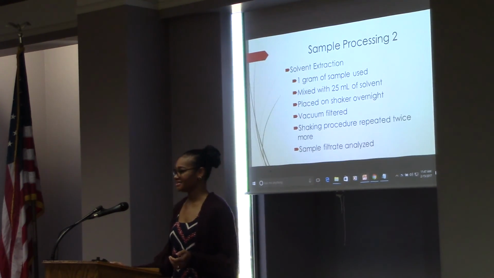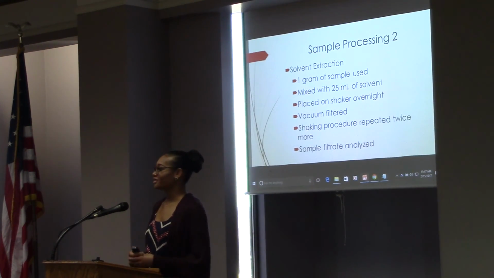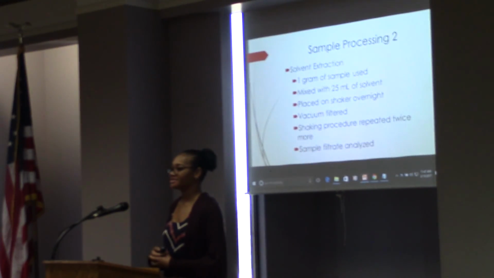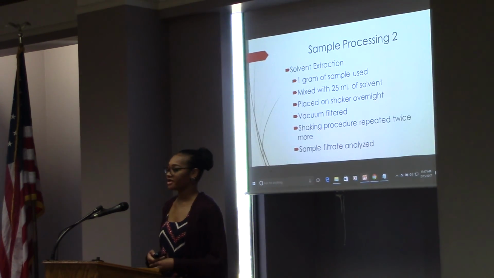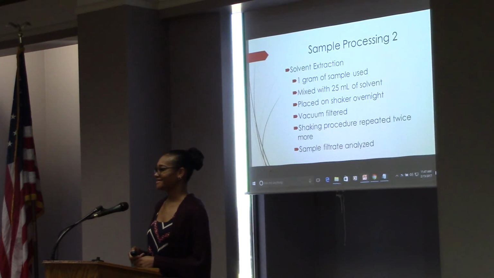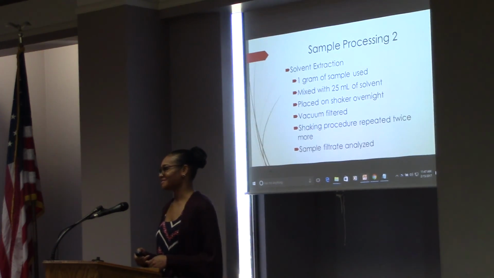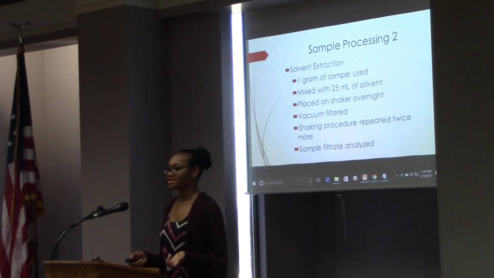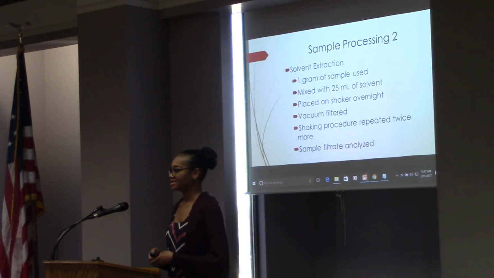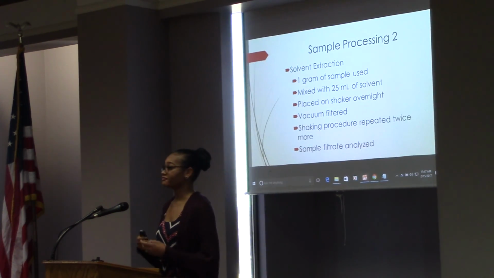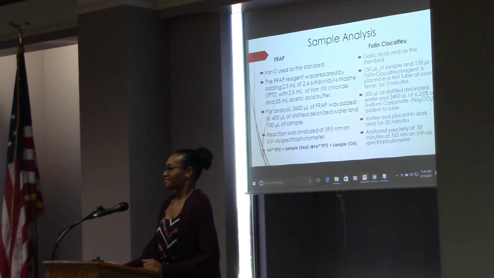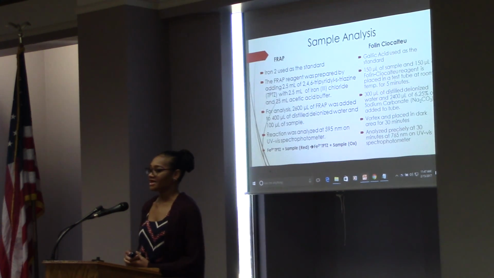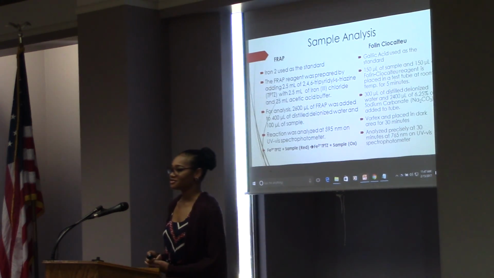To extract with the solvent, I used 1 gram of the sample and mixed it with 25 milliliters of the solvent. The solution was shaken overnight, and then vacuum filtered. The shaking procedure was done twice, and the filtrate was used to analyze the sample. For my analysis, I used 2 methods: the FRAP method and the Folin-Ciocalteu method.